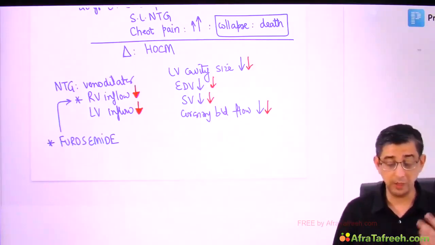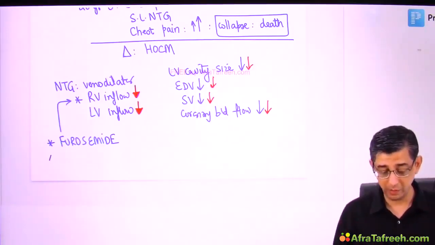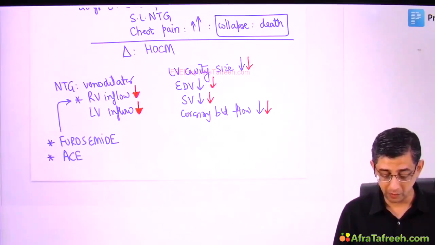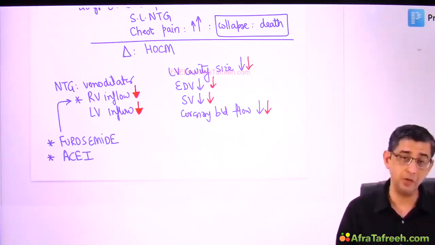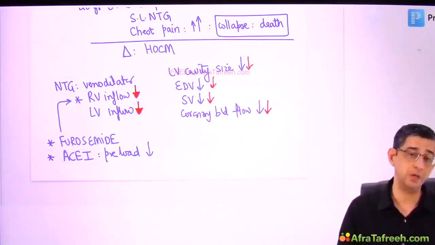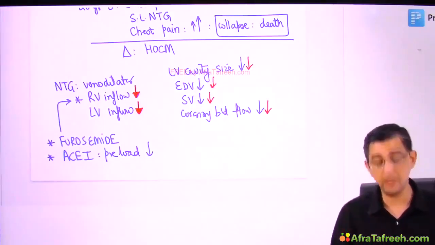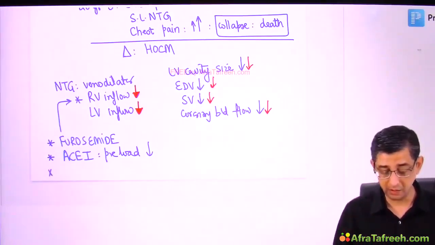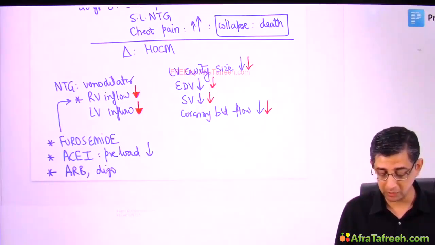I said, okay, let me try something else. So I decided to give ACE inhibitor to this patient. Now, when you give ACE inhibitor, it will also reduce the preload. And when you reduce the preload, then the amount of blood coming to the right will reduce, left will reduce, and in left already less was coming. You see, routine standard cardiology drugs are like ACE inhibitor, angiotensin receptor blocker, digoxin, calcium channel blockers.